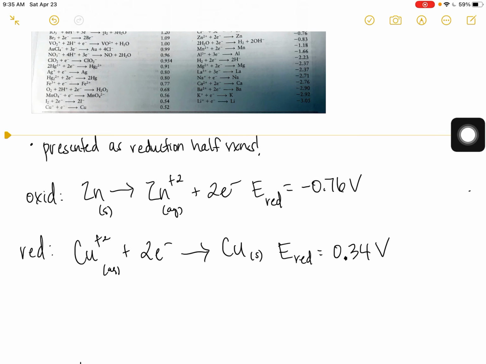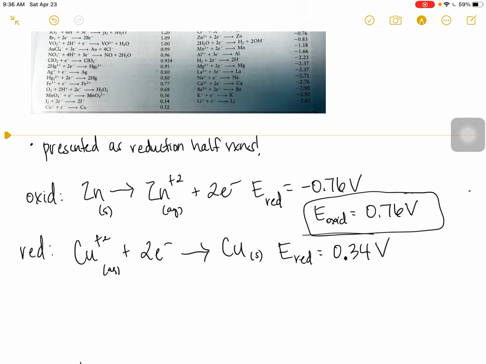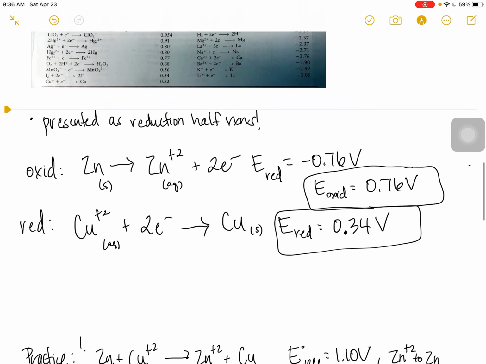Okay. However, that's for the reduction. And we know that this reaction is not reduction, it's oxidation. So we're going to flip its sign and we're going to say the cell potential for the oxidation would be 0.76 volts. And then when I know the oxidation potential and the reduction potential, as you might guess, I can find E of the cell at standard conditions by adding them together.